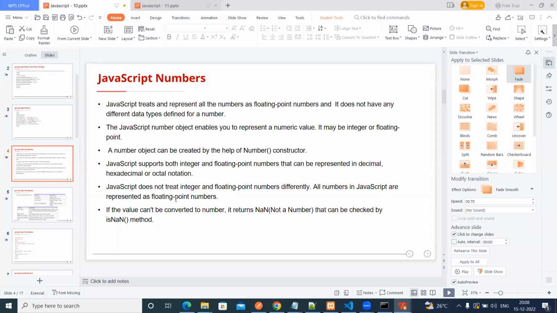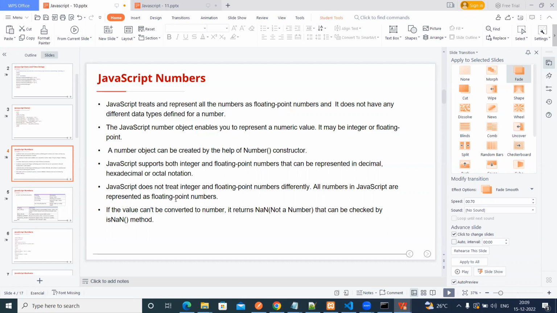The next one: JavaScript supports both integer and floating point numbers, and they can be represented in decimal, hexadecimal, or octal notations. JavaScript does not treat integer and floating point numbers separately. All numbers in JavaScript are represented as floating point numbers, as we said before.